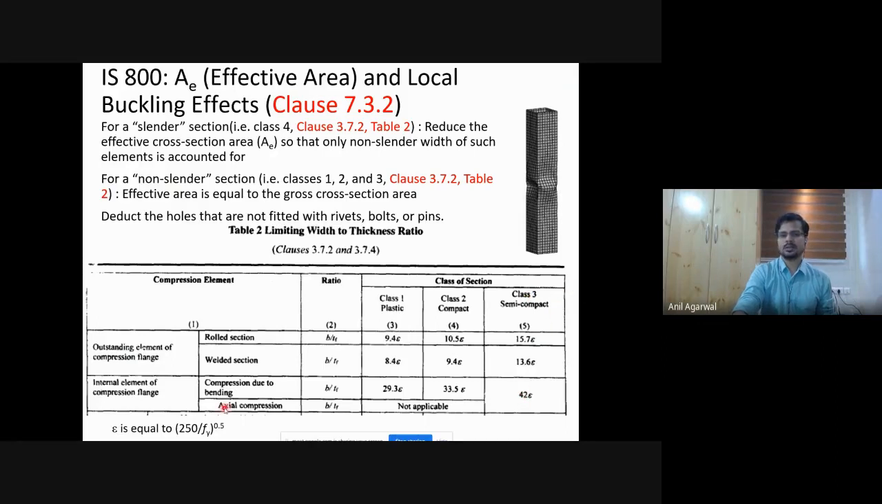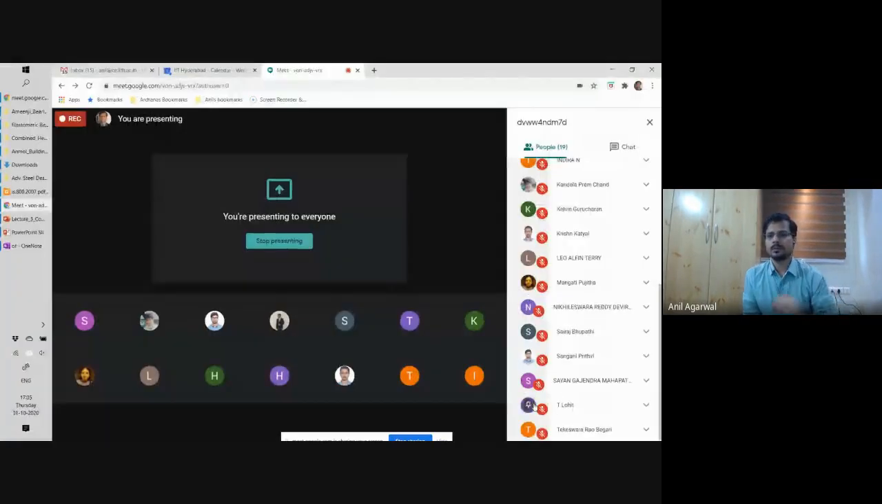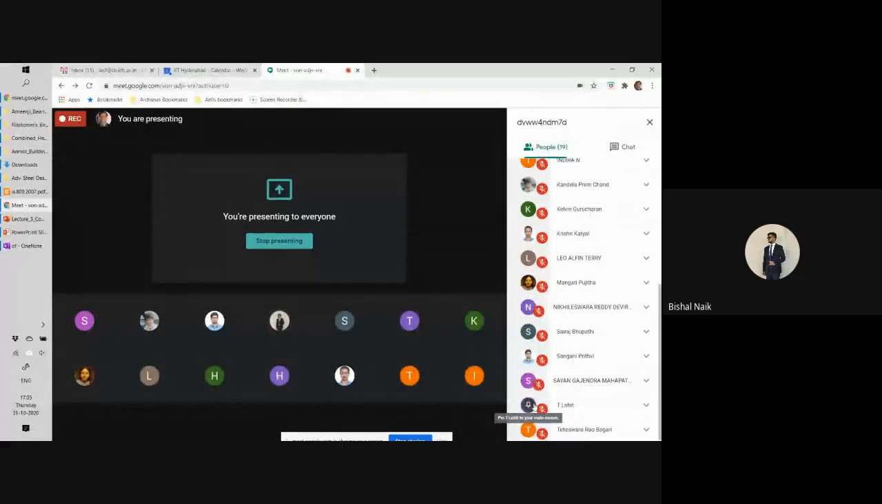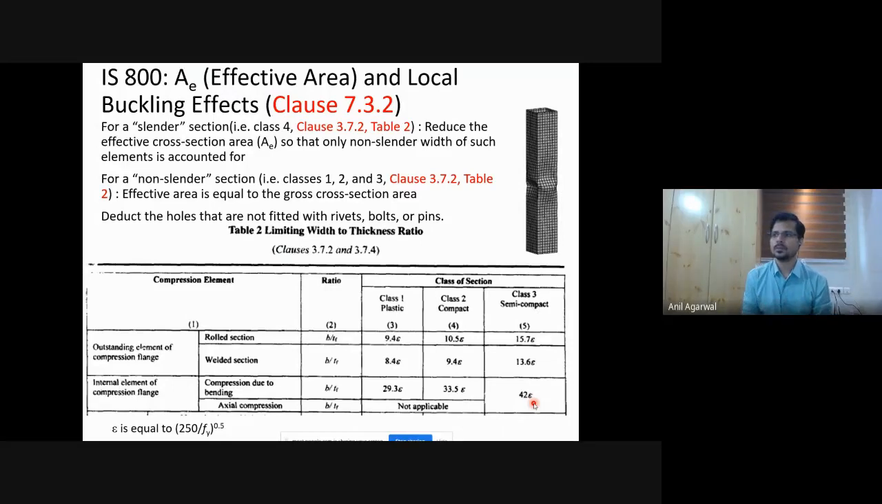So for example, for an internal compression flange, if the B by TF value exceeds 42, you go into the slender range. As long as it is under 42, or smaller than 42 B by TF, you are in the non-slender range. So it could be semi-compact, compact, plastic. So what is this 42 limit doing? Vishal, what is this 42 limit doing? Sir, restricting it to within semi-compact or compact or plastic. Yes, but by doing this, what is it trying to do to the cross section in terms of failure mode?